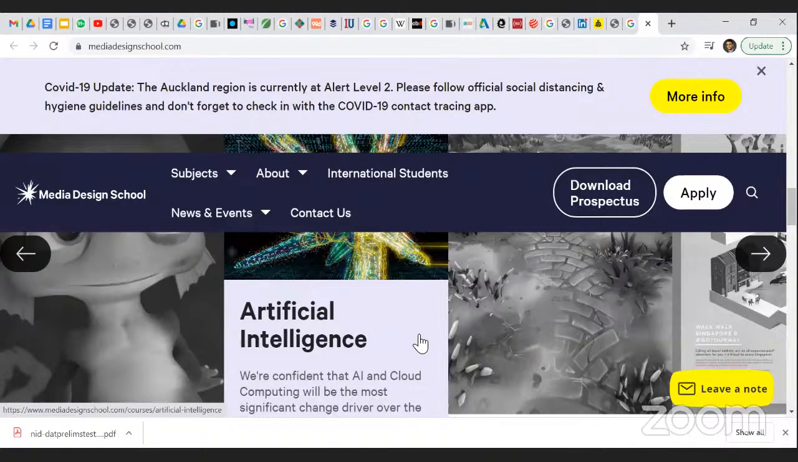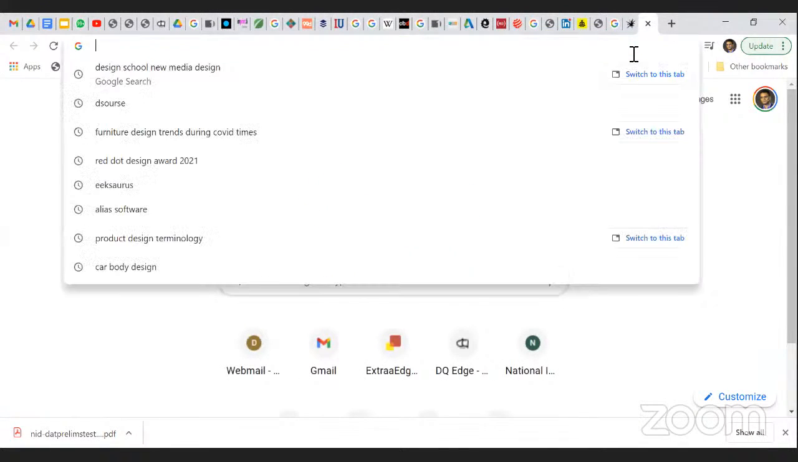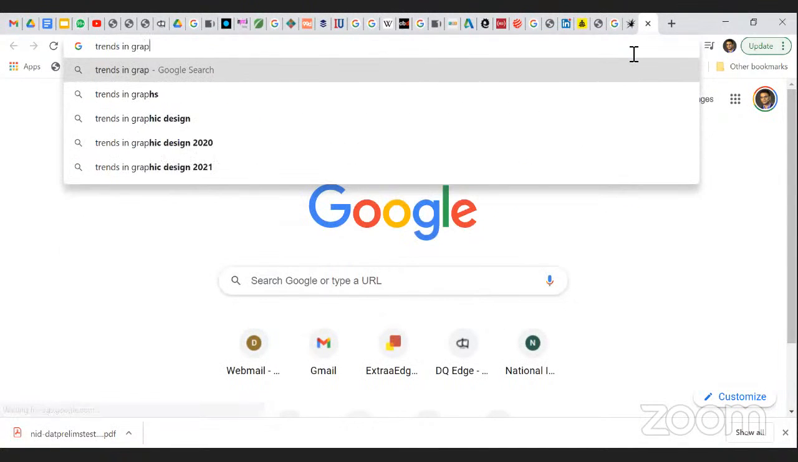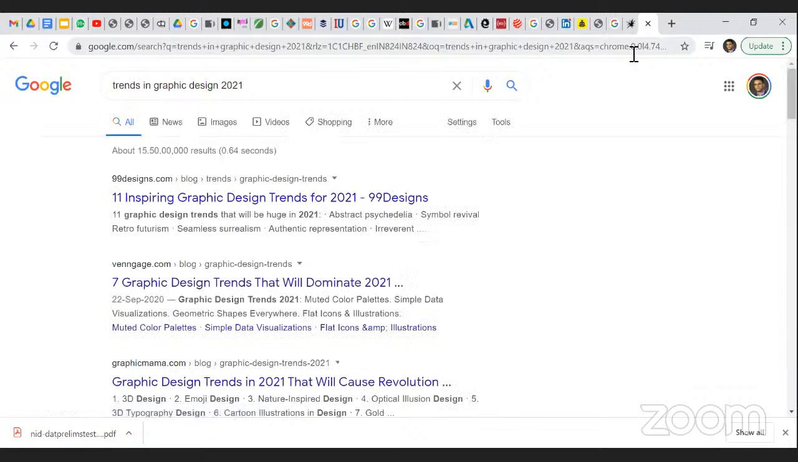Animation and graphic. All right. So Shruti, one very simple, easy way of looking for trends is just typing trends in graphic design 2021. You will have fantastic articles. For example, 11 inspiring graphic design trends for 2021.